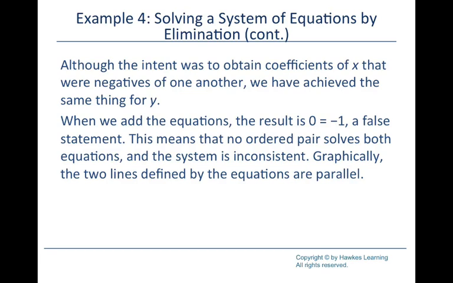So graphically, when we look at these, there's our parallel lines. It's a false statement. The system is inconsistent, and that means they're parallel lines. They will never intersect. Not even at one point.